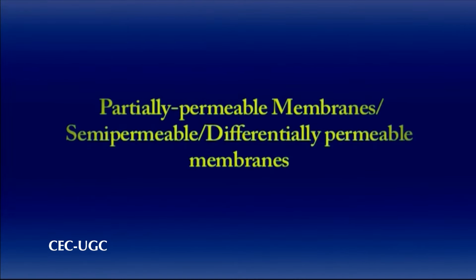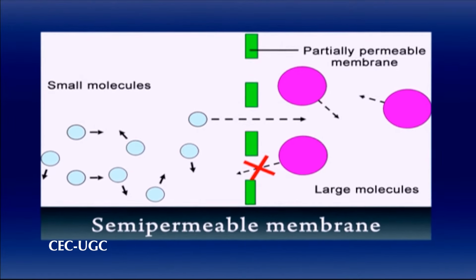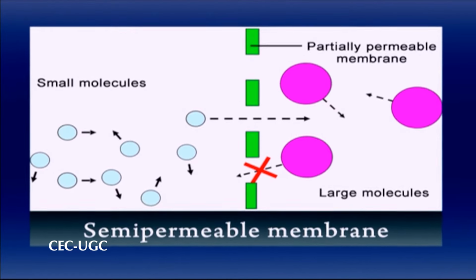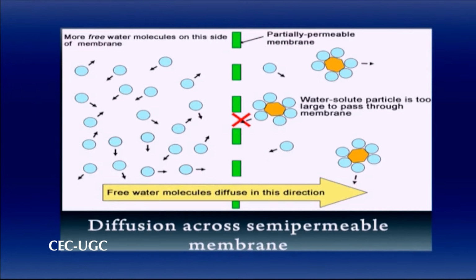Now friends, let's talk about partially permeable membrane. The other names used for such membranes are semi-permeable or differentially permeable membrane. A partially permeable membrane will allow certain molecules to pass through it, but not others. Generally, small particles can pass through, but large particles cannot.